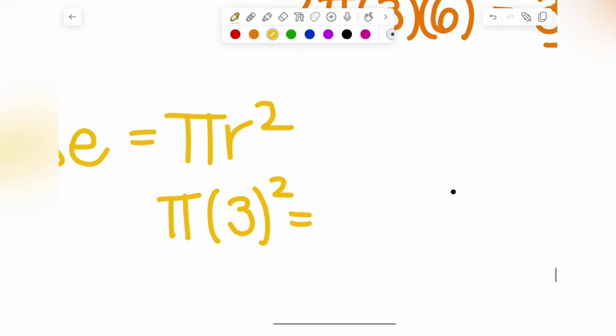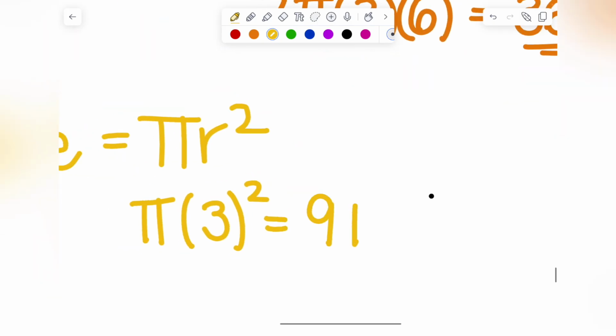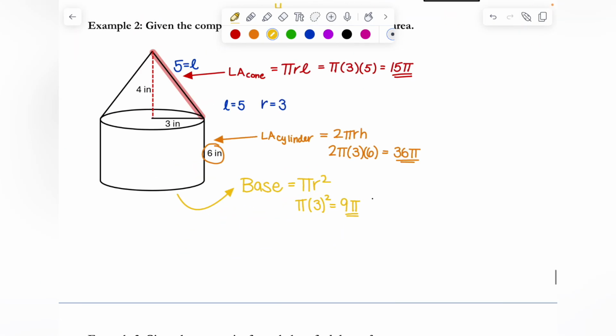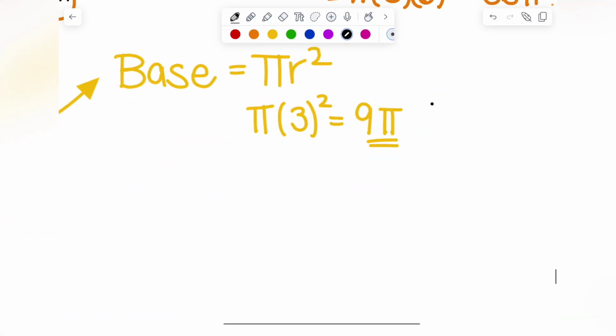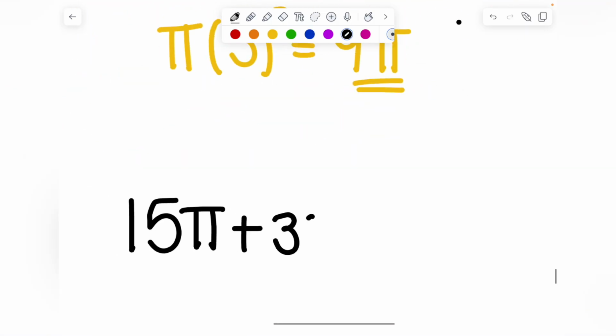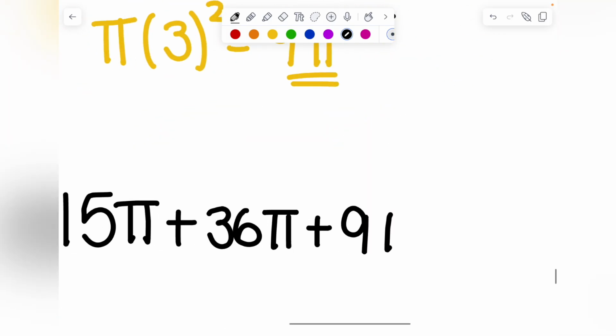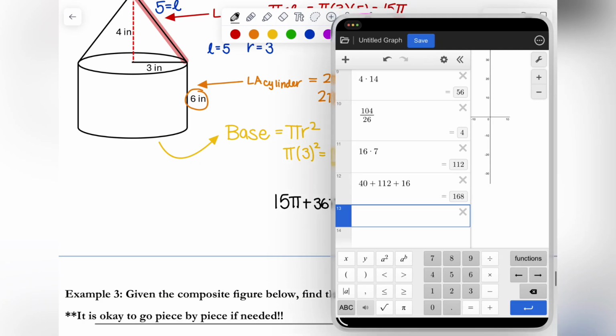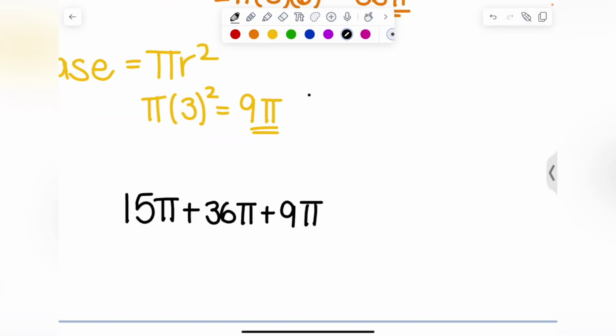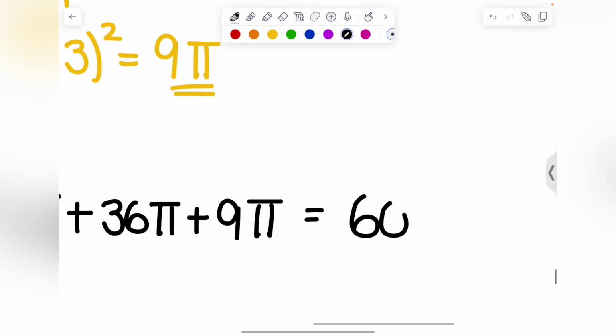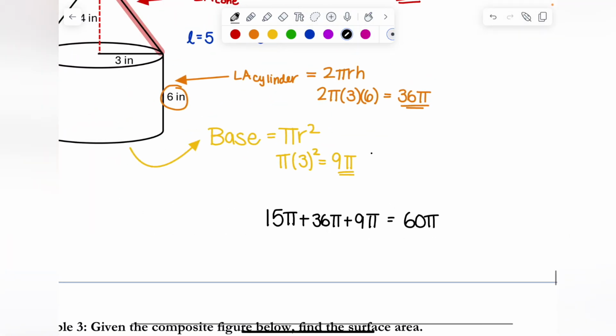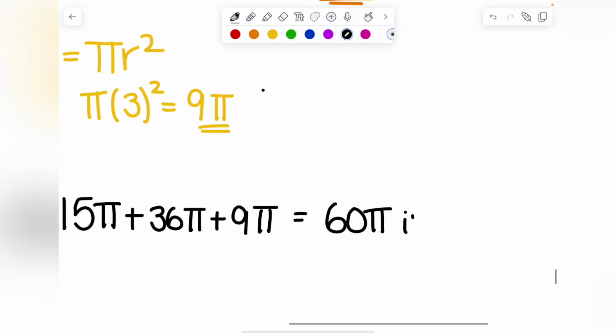I'm plugging in the radius is 3 here. 3 squared is 9. So that bottom base is 9 pi. And now all we're going to do is just add these up. We got 15 pi plus 36 pi plus 9 pi. Okay, so we got 15 plus 36 plus 9, which is 60. And I'm going to tack on that pi. For my total surface area of this composite figure is 60 pi inches squared.